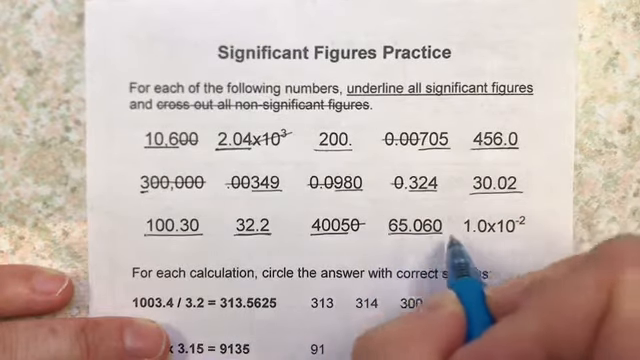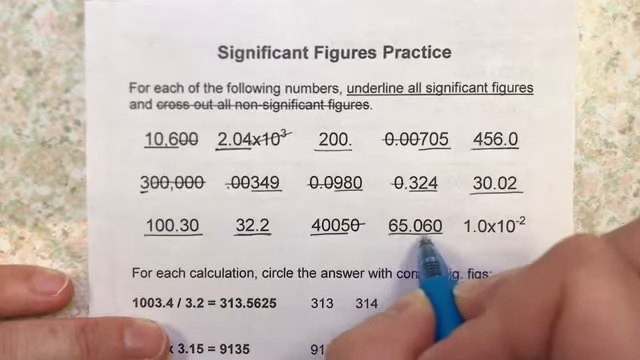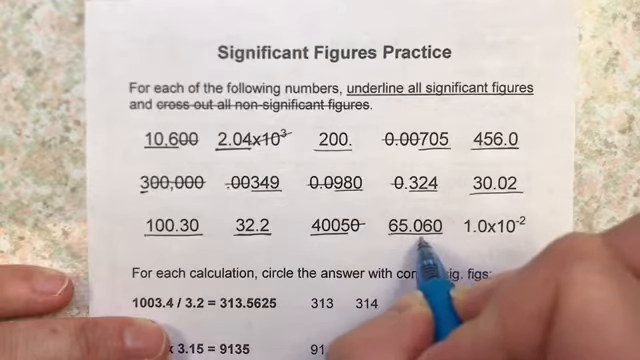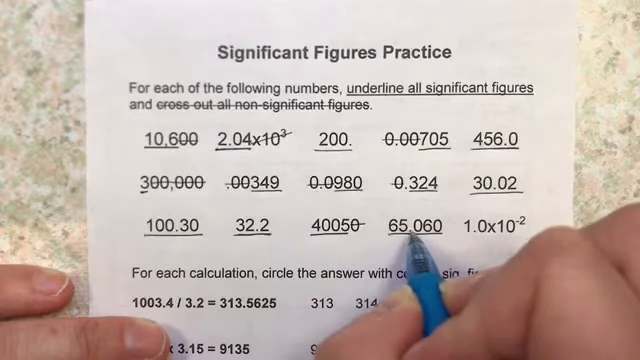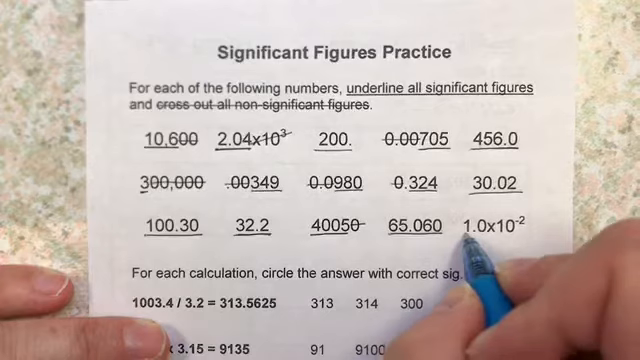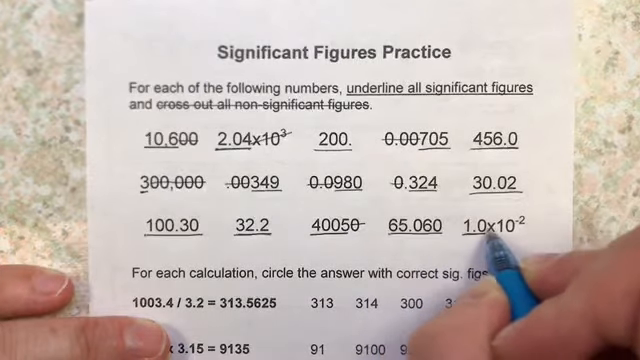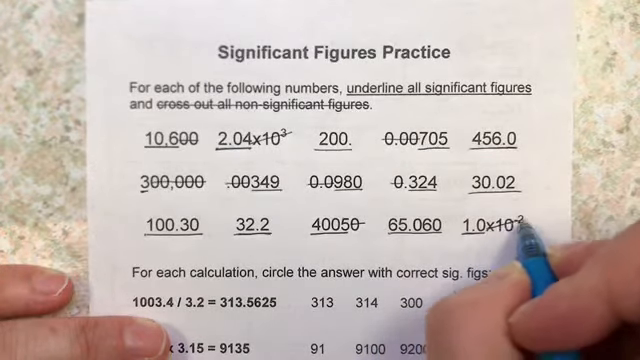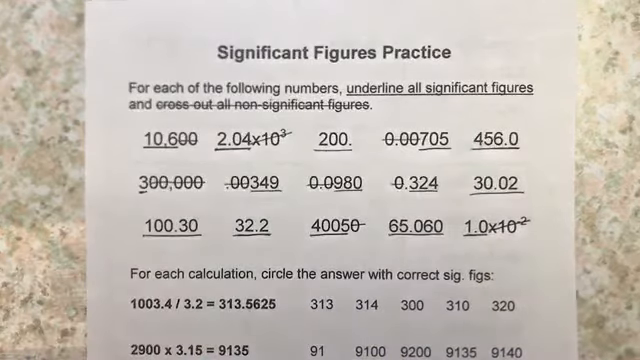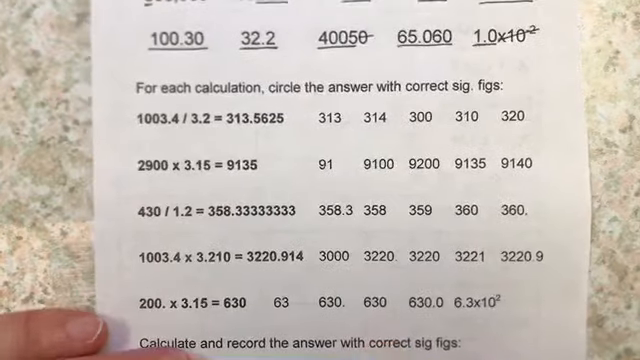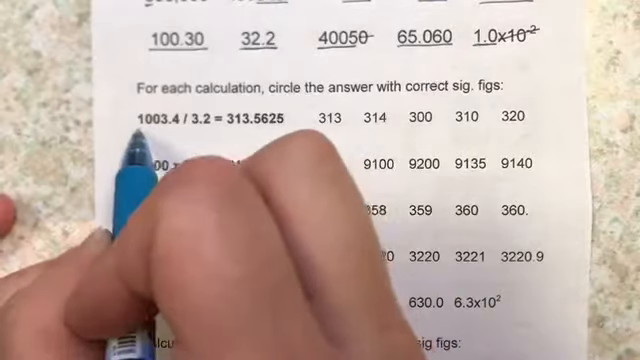65.060, all significant. The 0 because it's sandwiched between non-zeros, and the 0 at the end because it's at the end of the number and after the decimal. Scientific notation, the numbers of the coefficient are significant figures, the rest of it are not. That's section 1. Section 2, the calculation is done for you.